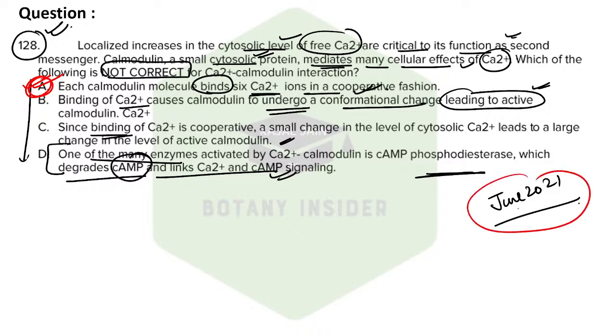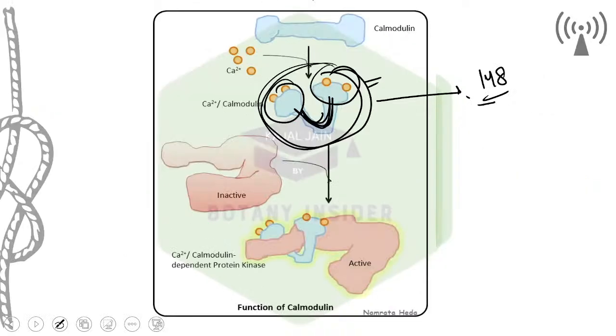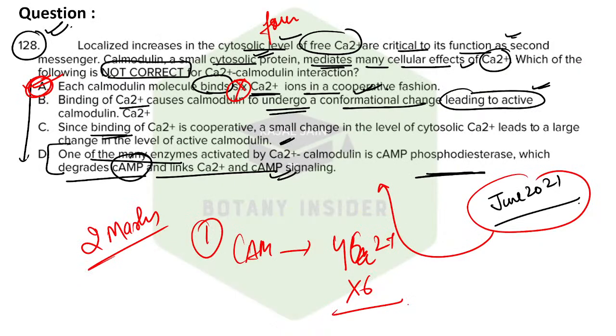This one is June 2021, an easy question. It was a 2-marker. If you remember just one fact, that calmodulin binds to 4 Ca2+ and not 6, you can easily reach the answer. So 6 is incorrect. It binds to 4 of them. Look into this: 1, 2, 3, and 4. It is not 6. Very good, many of you got the answer correct. Over here as well, it's written: there are 2 domains in total, and each domain binds to 2 calcium, so in total 4 Ca2+ are there. Remember this, right? The answer is option A.